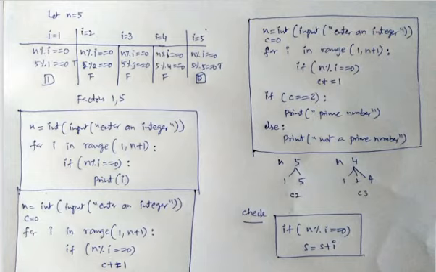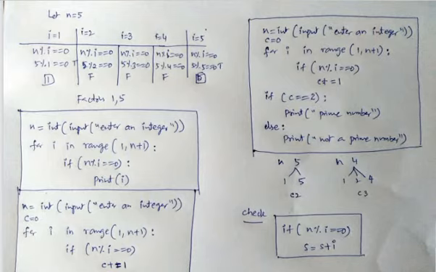So look at this. We have 3 programs here. Look at the first program. Read any number n. For i in range 1 comma n plus 1, if n mod i equal to 0, print i. I have given the steps on the top.